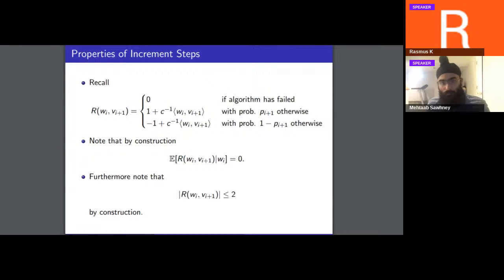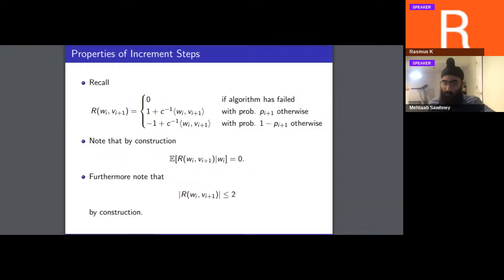And as I said before, the first thing to note is that this random variable r of wi, vi plus 1, by construction, is bounded by 2. In the first case, it's 0. In the second two cases, you know that the algorithm hasn't failed. So the inner product is bounded by C, or has absolute value bounded by C, so this random variable is bounded.